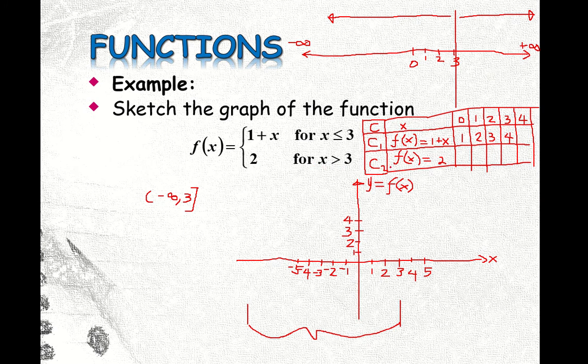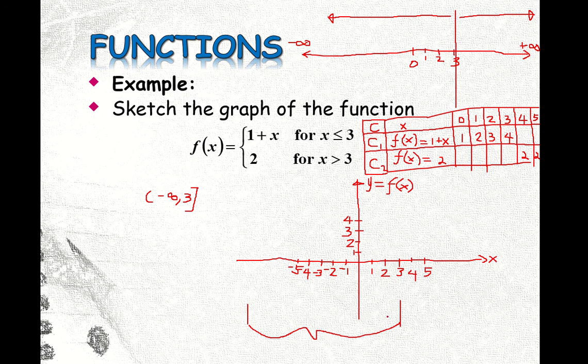So we will fill up C2. Our f of x is equal to 2. So when x equals 4, we have 2. When x is equal to 5, that is greater than 3, so that is also 2, and so on and so forth. When x equals 6, that is always 2, so meaning constant.